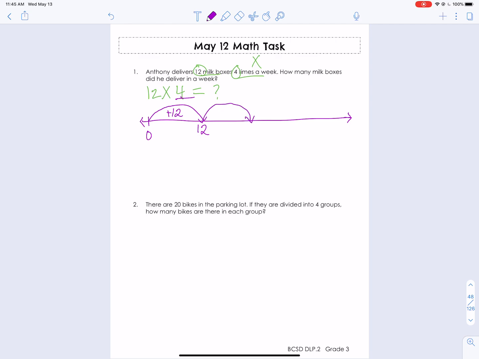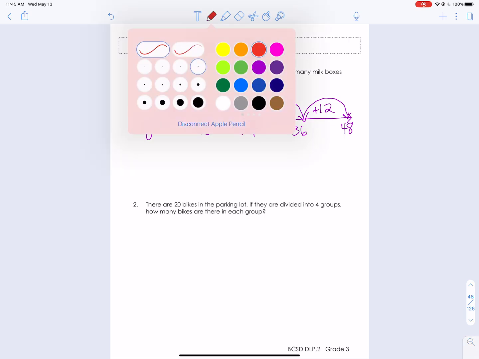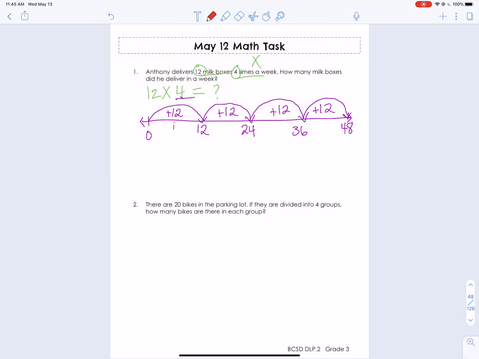If I make another jump of 12, I land on 24. If I make another jump of 12, I land on 36. And if I do another jump of 12, I land on 48. So that's how you do 12 times 4 on the number line. Just to be sure that I did this right, I always like to go back and count my jumps. There's 1, 2, 3, 4 jumps that I just made on the number line.